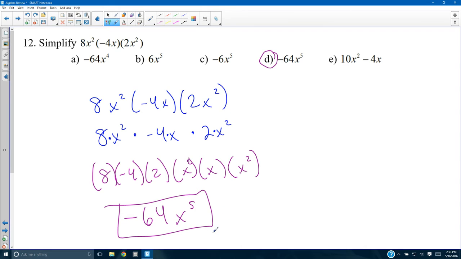And again, if you want to double check, the best you can do is plug in a number for x. Try not to use 1 or 0. Once again, that can lead to a lot of false positives. But you can plug in 2 or 3 or something and see if you get the same number out here as you would have here.